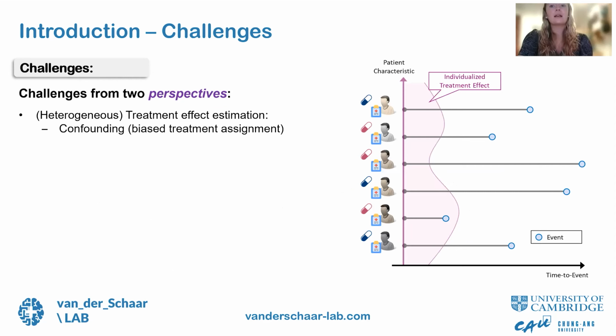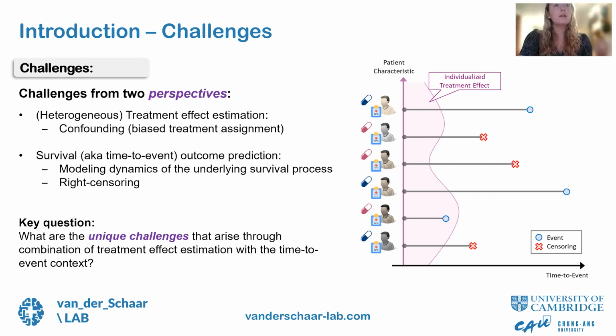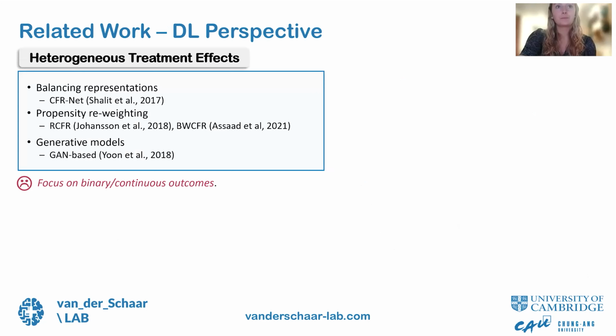This is a composite problem where we have challenges from two perspectives. On the one hand, this is a heterogeneous treatment effect estimation problem where you, for example, can have confounding. On the other hand, this is also a survival problem where you need to model the dynamics of the underlying survival process correctly and where you might have right censoring. So the key question that we wanted to answer in this paper is: what are the unique challenges that arise through the combination of treatment effect estimation with the time-to-event context, and how can we solve them?